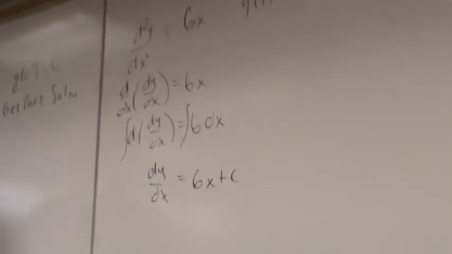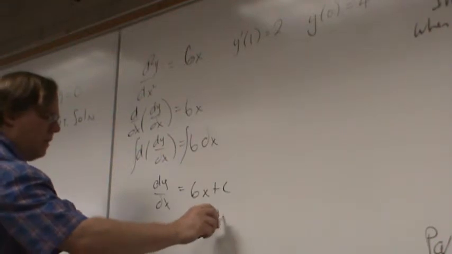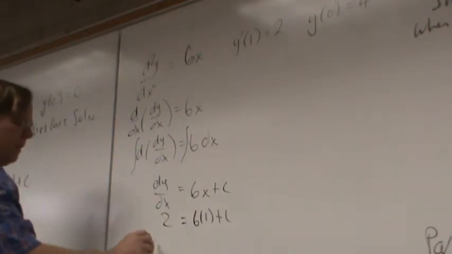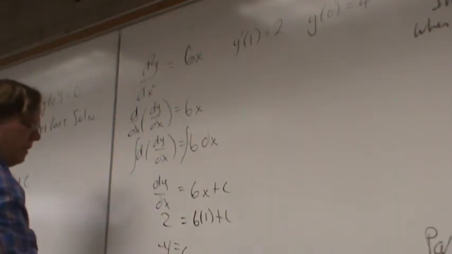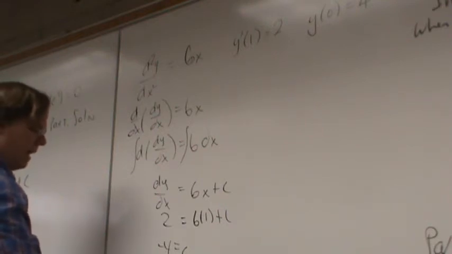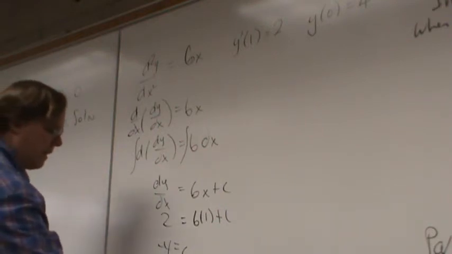And then y prime of 1 is equal to 2. So when x is 1, this guy is 2. So I get negative 4 equals c. So I get dy/dx equals 6x minus 4. And then I do it again.